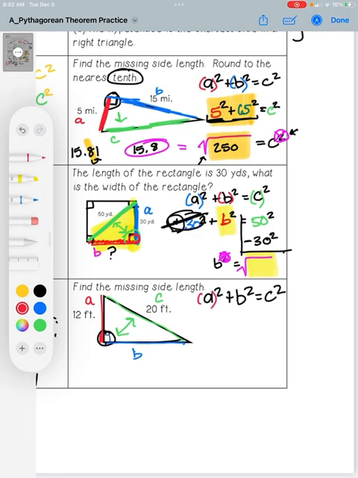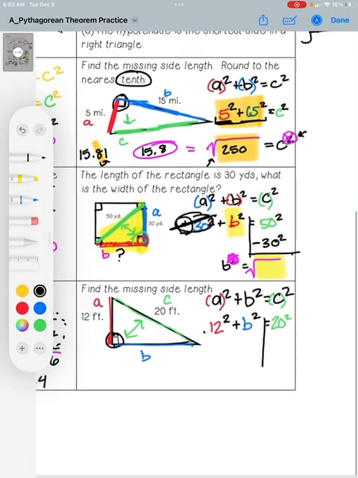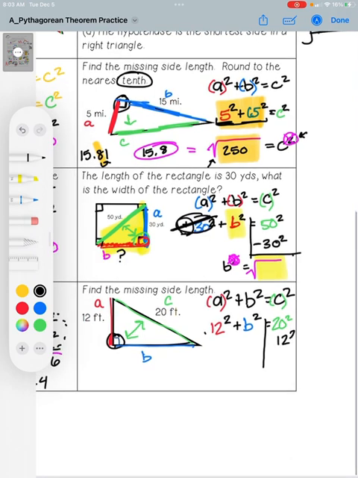So instead of A squared, I'm writing 12 squared. Instead of B squared, since I don't know what B is, I'm keeping it B squared, so there's that. And then instead of C squared, because we know c is 20, we'll write 20 squared. Okay, we want to find b squared, so we have to move 12 squared. Moving 12 squared to the other side, because it switches sides, it switches signs. So now we're typing in 20 squared minus 12 squared, and we'll get a number here.